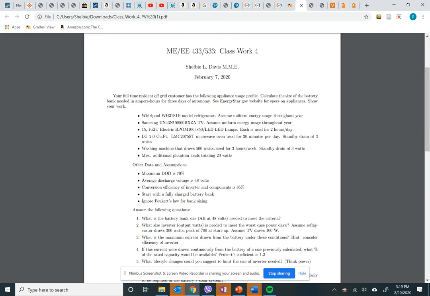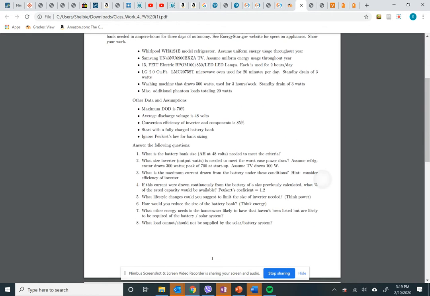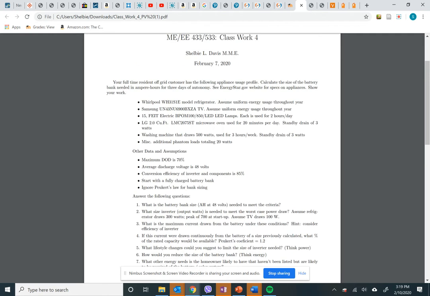Okay? So, all right. The first question is, what is the battery bank size needed to meet the criteria? So, battery bank size to meet the criteria. For all of these things, we have to figure out what size battery bank we need for all of them to be powered. So that's what I'm going to show you.